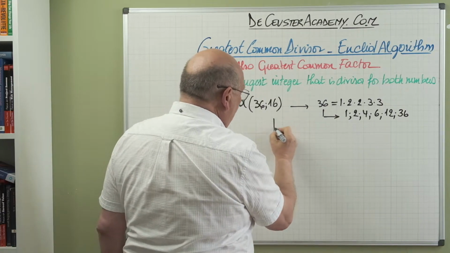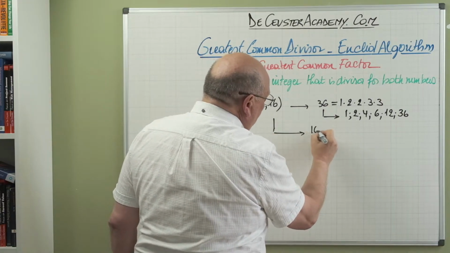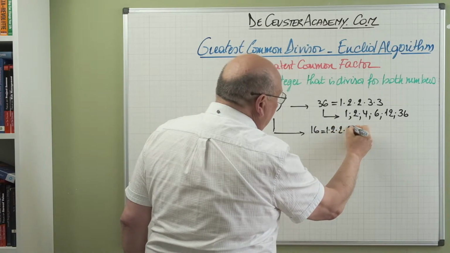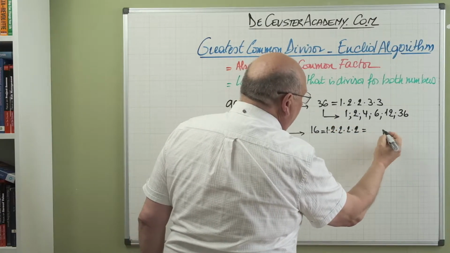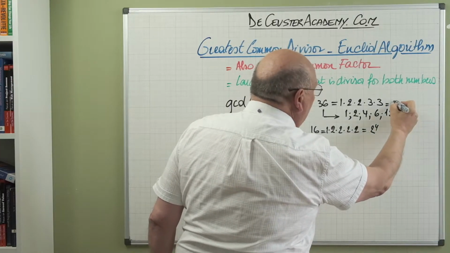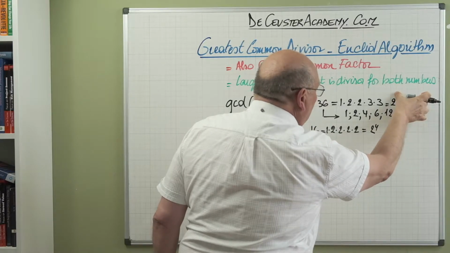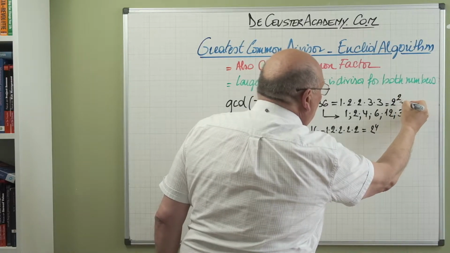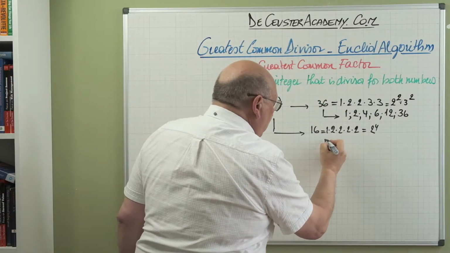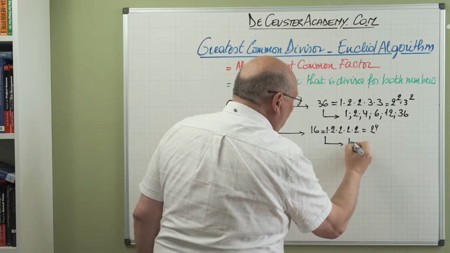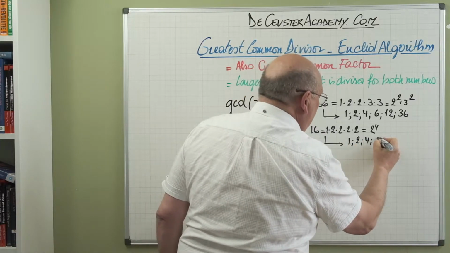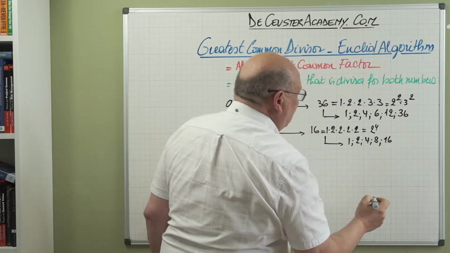The same thing we can do for 16. So 16 factorized is 1 times 2 times 2 times 2 times 2. We will write this as 2 to the 4th power, while we can write 36 as 2 to the 2nd power multiplied with 3 to the 2nd power. The divisors for 16 are 1, 2, 4, 8, and 16.